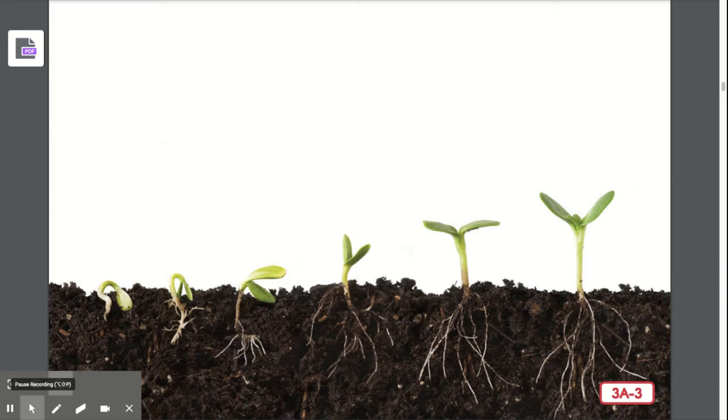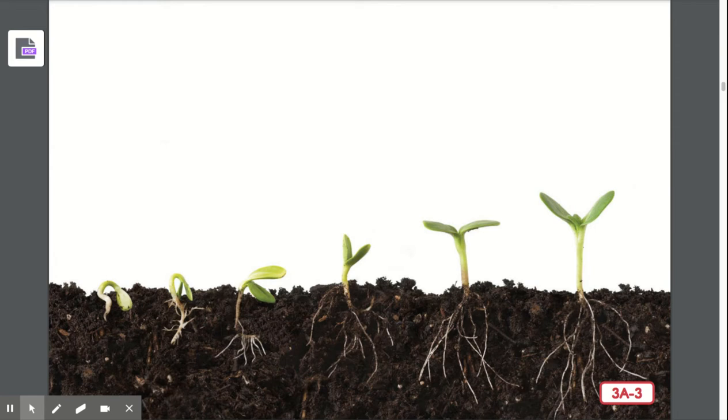When a plant first starts to grow from a seed, it looks very different from a fully grown or mature plant. Baby plants are called seedlings. This image shows a plant's growth from germination to seedling. The very first picture shows a newly germinated seed that is just beginning to sprout.